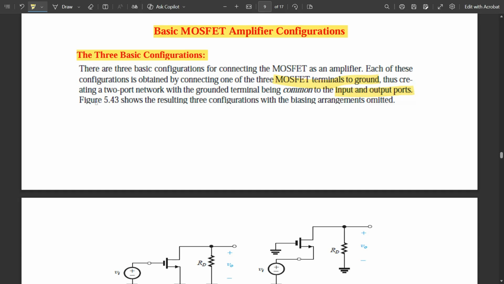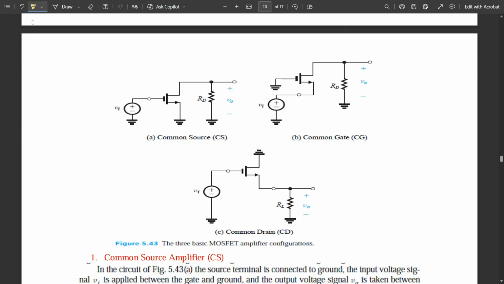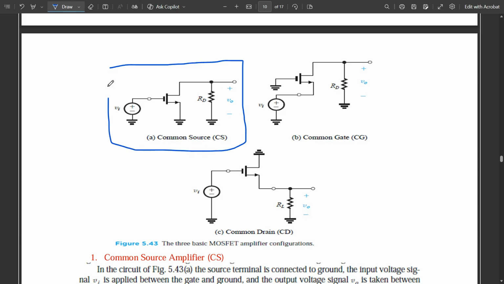Figure 5.43 shows the resulting three configurations with their biasing arrangements omitted. These are the three simple symbols. This is for common source here. You see we have the MOSFET here. In the gate terminal we have a source, and at the drain terminal we have a drain resistance RD, and from this drain terminal we take the output voltage V0. The source terminal is directly connected to the ground, so that's why it is called common source.